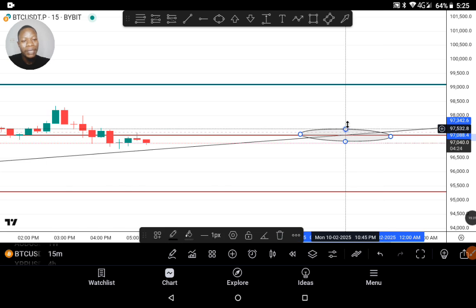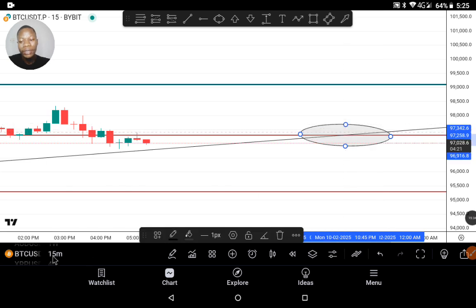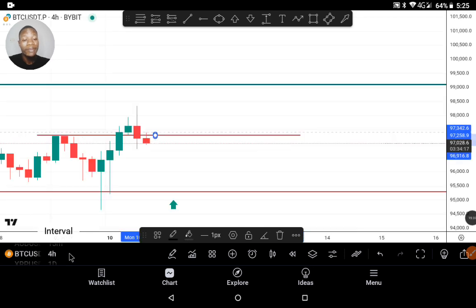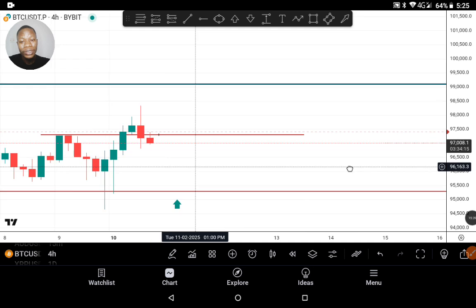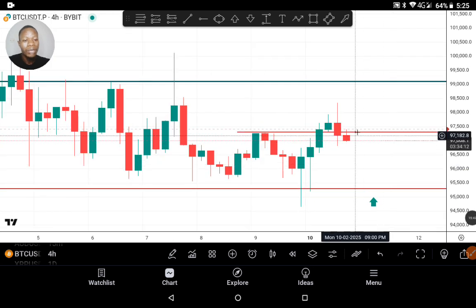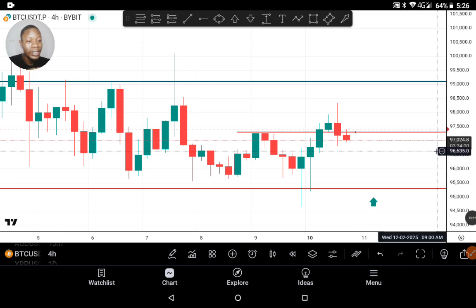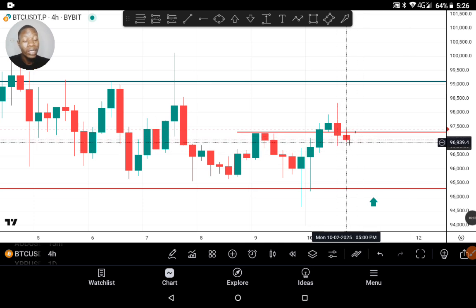So this is how I pick my entry on lower time frame, but I started my analysis on higher time frame in order to pick my entry on lower time frame. So you can see this is where I'll be expecting the market to give me a trade opportunity. After this 4 hours candle, this candle is currently forming. We have 3 hours 33 minutes left for this candle to be fully formed.